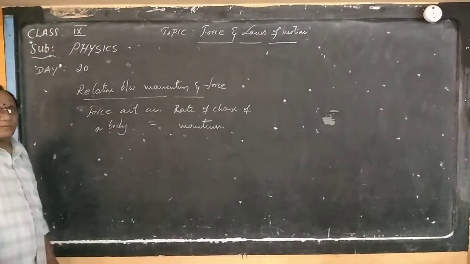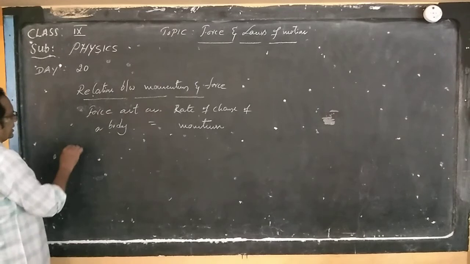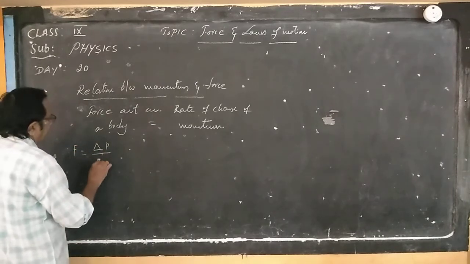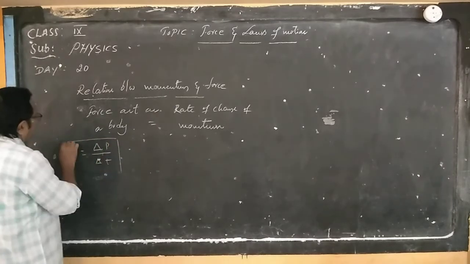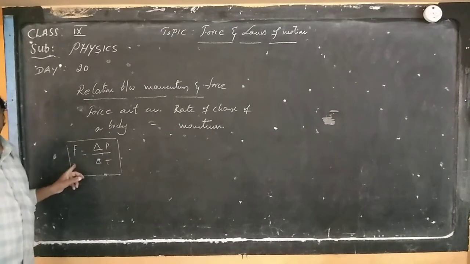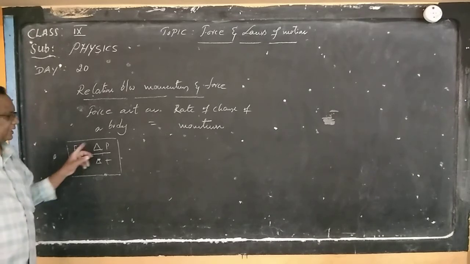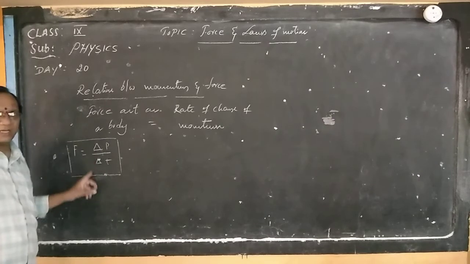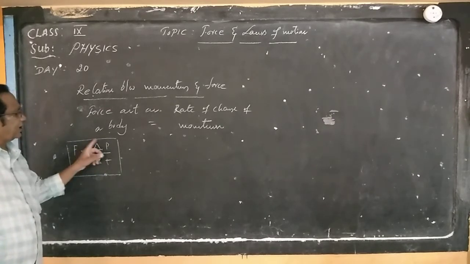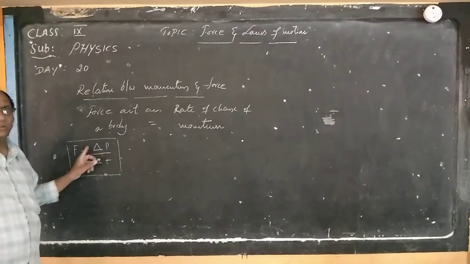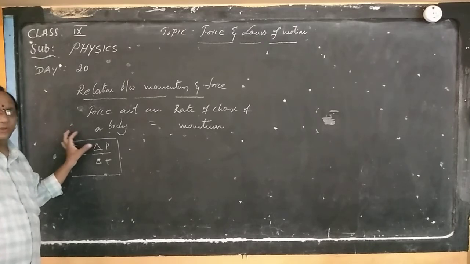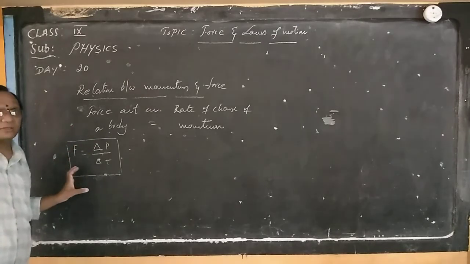And a universal formula will be there for this. What is that? F is equal to delta P by delta T. F is called the universal force. That is the change in momentum, the rate of change of momentum value. That is delta P by delta T, also one of the applications. F is equal to delta P by delta T. Remember this one also. It is called universal force.